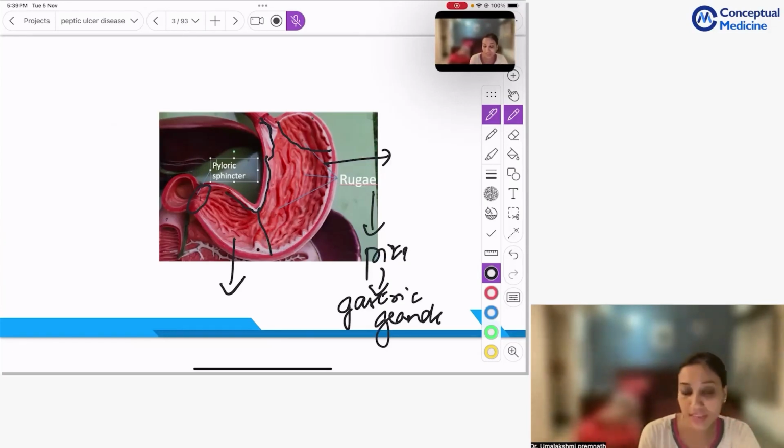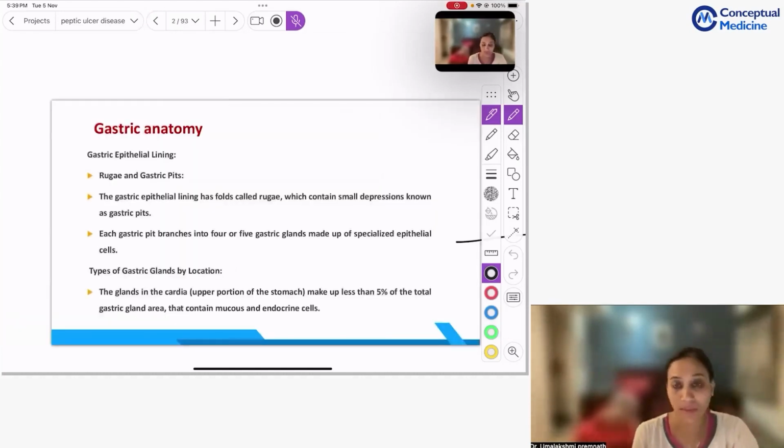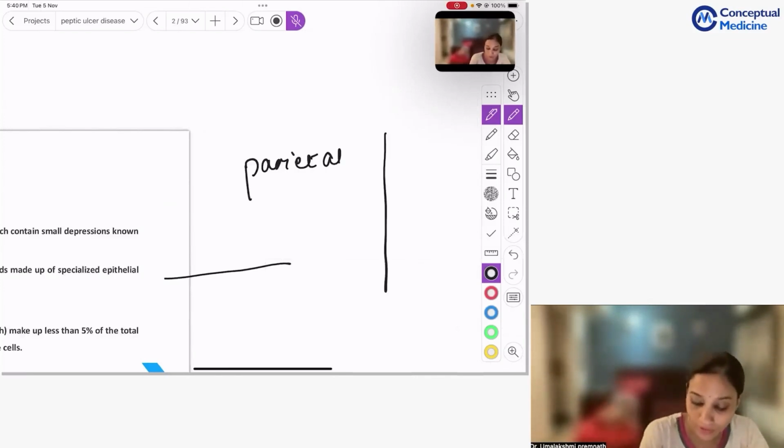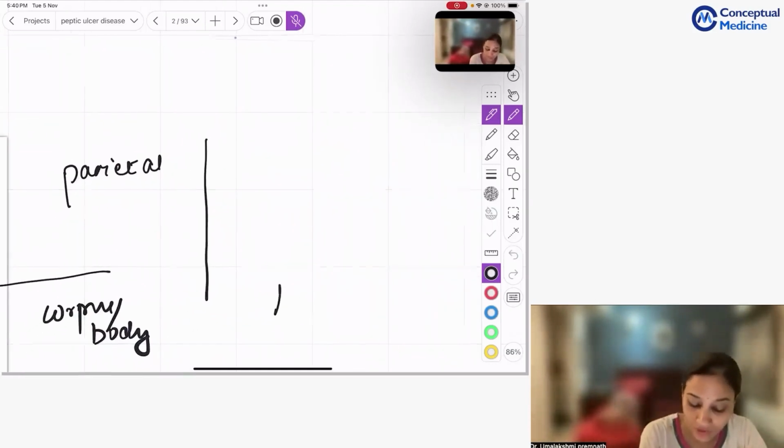And you have the gastric glands which are specialized for various functions. For example, in the proximal part of the stomach, that is the corpus and the fundus, each gastric pit has got 4 to 5 gastric glands which are made of specialized epithelial cells. And the upper part of the stomach contains the most important thing, that is the parietal cell. This is actually present in the corpus or in the body.